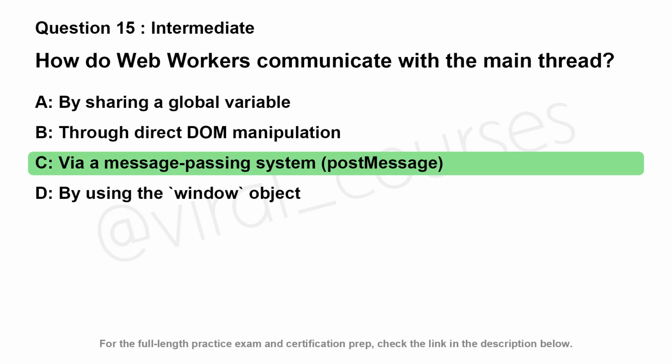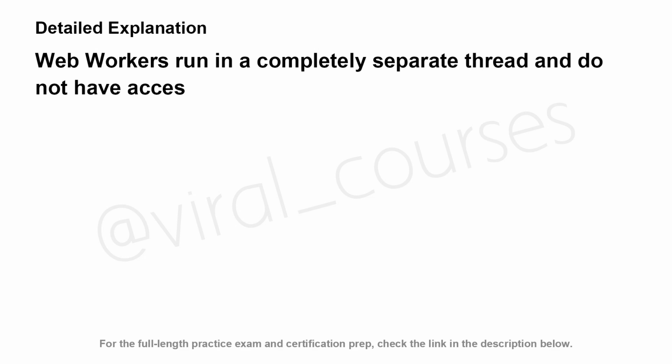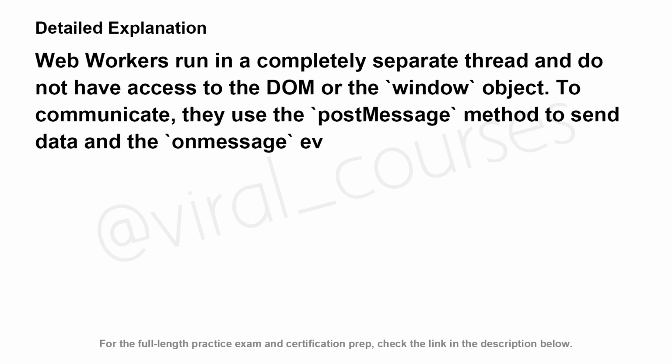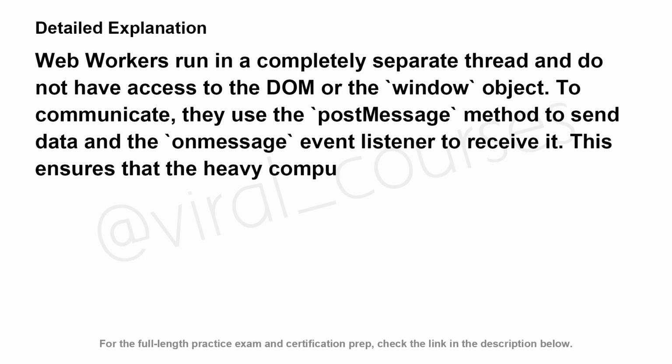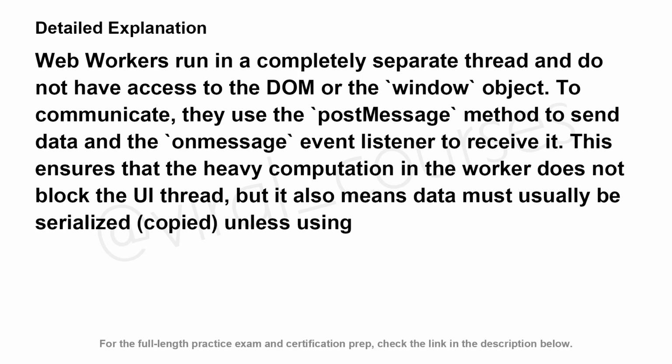The correct answer is C. Web workers run in a completely separate thread and do not have access to the DOM or the `window` object. To communicate, they use the `postMessage` method to send data and the `onmessage` event listener to receive it. This ensures that the heavy computation in the worker does not block the UI thread. But it also means data must usually be serialized, copied, unless using `transferable` objects.